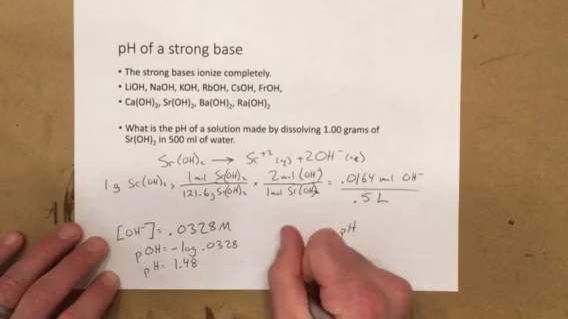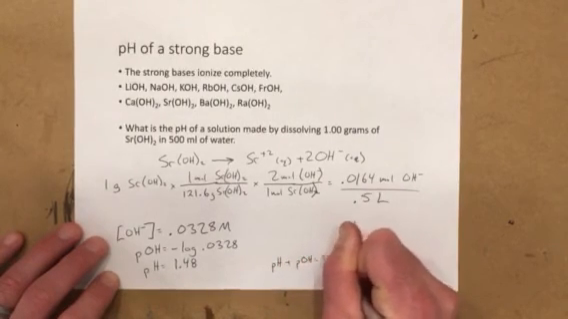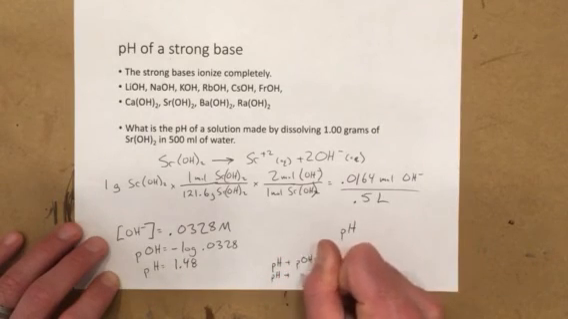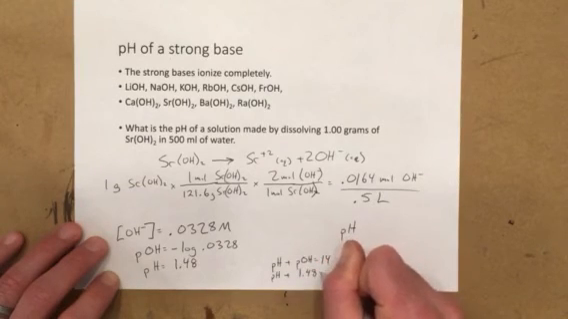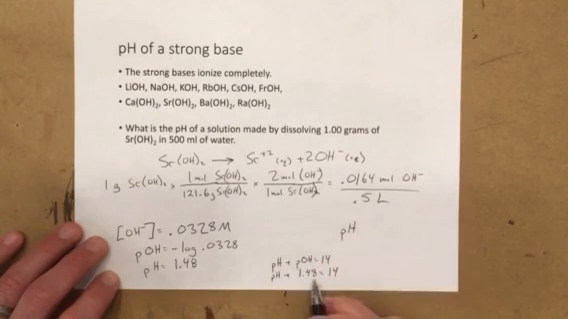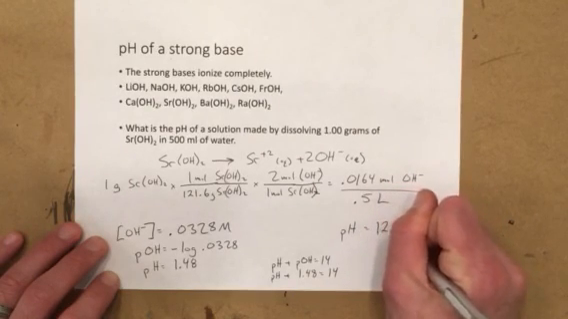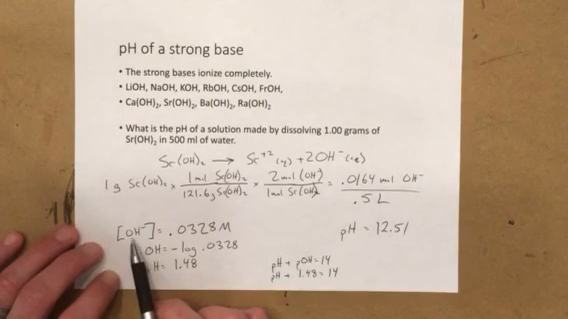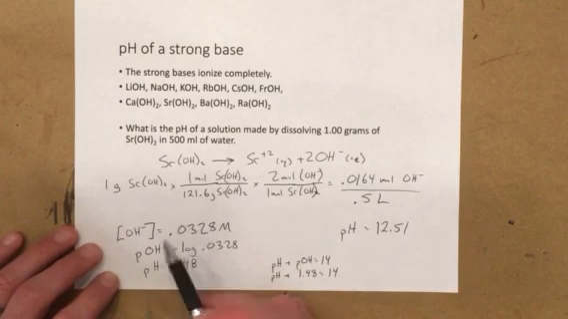Then we know that pH plus pOH is equal to 14. So to find the pH, we can take 1.48 and subtract that from 14. When you do that, you find that the pH is equal to 12.51. Another way to do this, you could have taken the hydroxide concentration, used that to find hydronium, and then found the pH from that. You'll get the same answer either way.